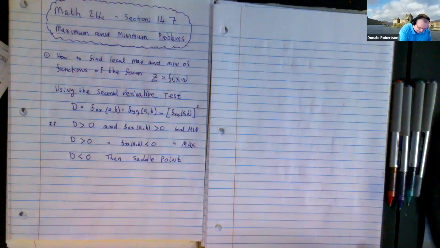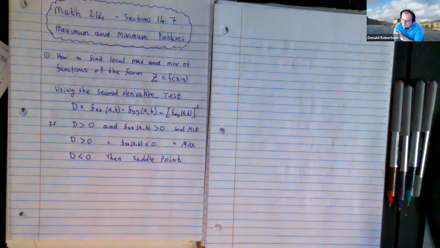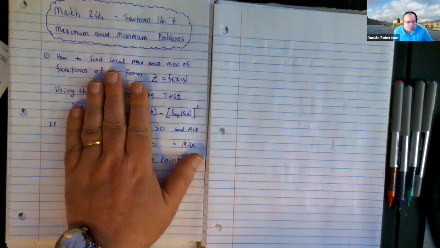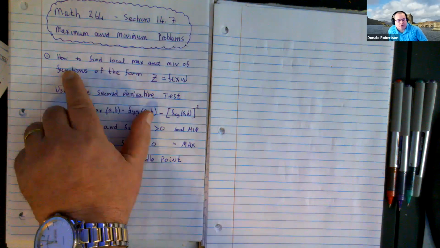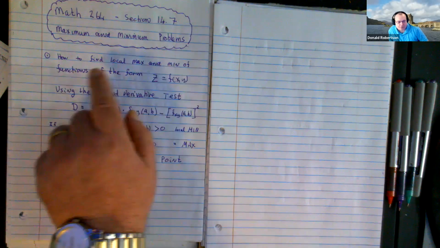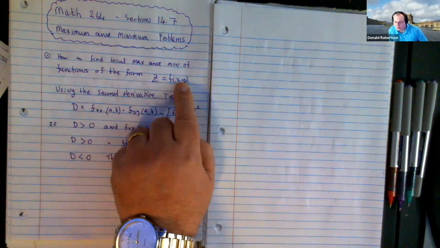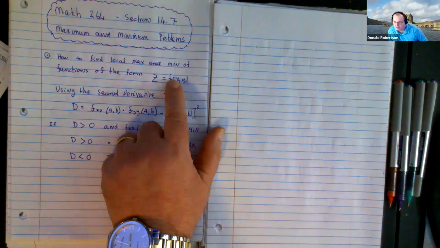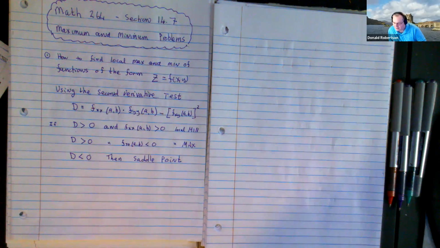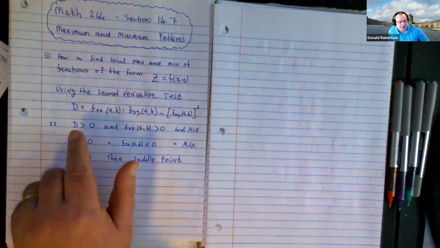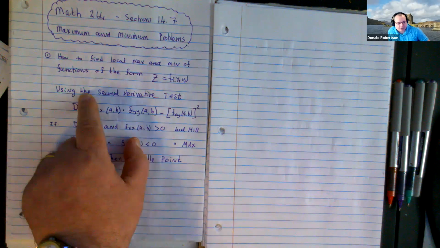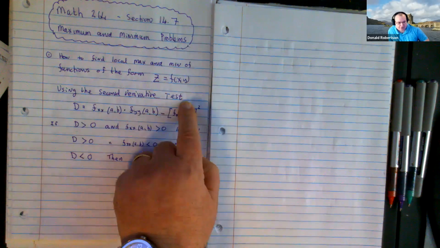I try to draw pictures. I'm not going to do them again, of a hill, a valley, and a thing called a saddle point, right? So this is the main technique we're going to use to find the local max and minimum of a function z equals f of x, y. So we're only going to do it for three-dimensional functions, right? X, y, and z, right? So z equals x cubed plus 4y squared, right? That kind of function. And we're going to use this thing called the second derivative test.